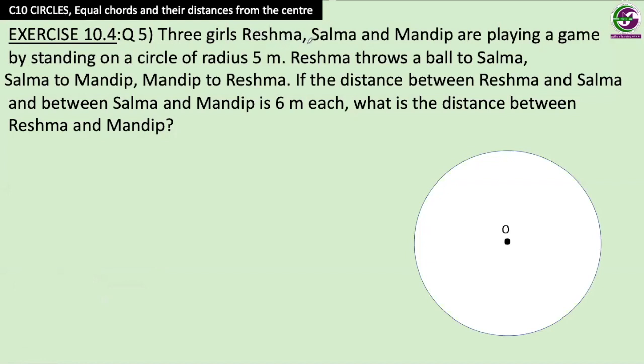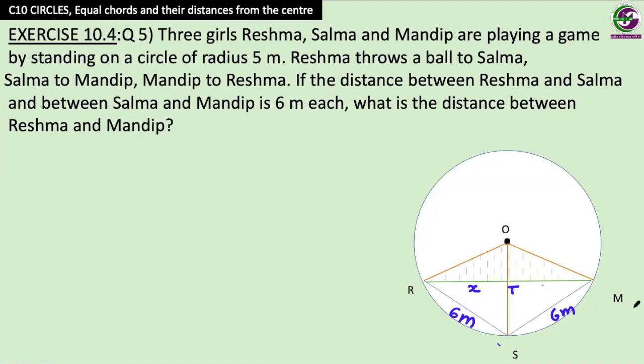Three girls, Reshma, Selma and Mandeep, are playing a game by standing on a circle of radius 5 meters. So we have a large circle of radius 5 meter. Reshma throws a ball to Selma and Selma throws it to Mandeep and Mandeep will throw it back to Reshma. Let's mark the meeting point of OS and RM as T and the distance from R to T is X. We know that distance between Reshma and Selma is 6 meters and Selma to Mandeep is 6 meters.